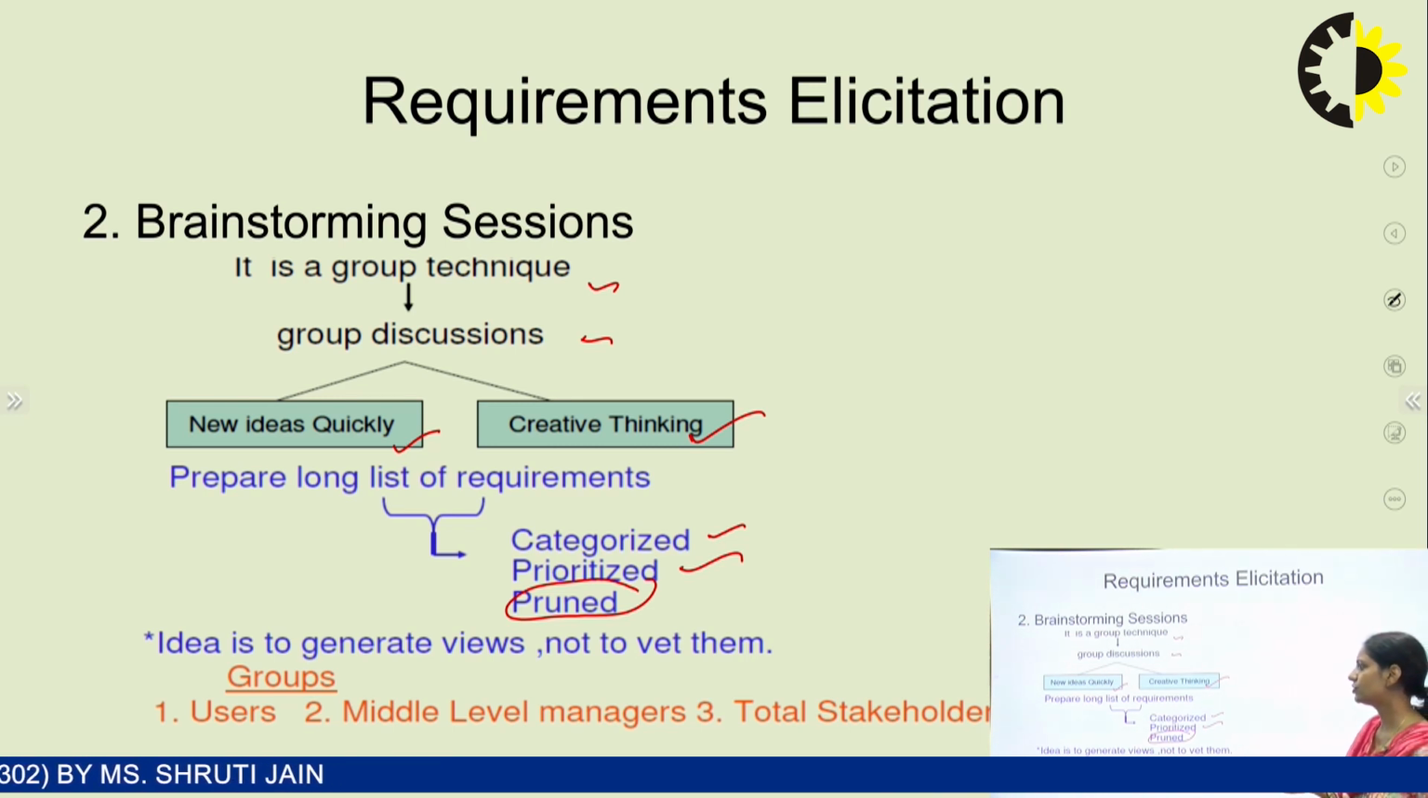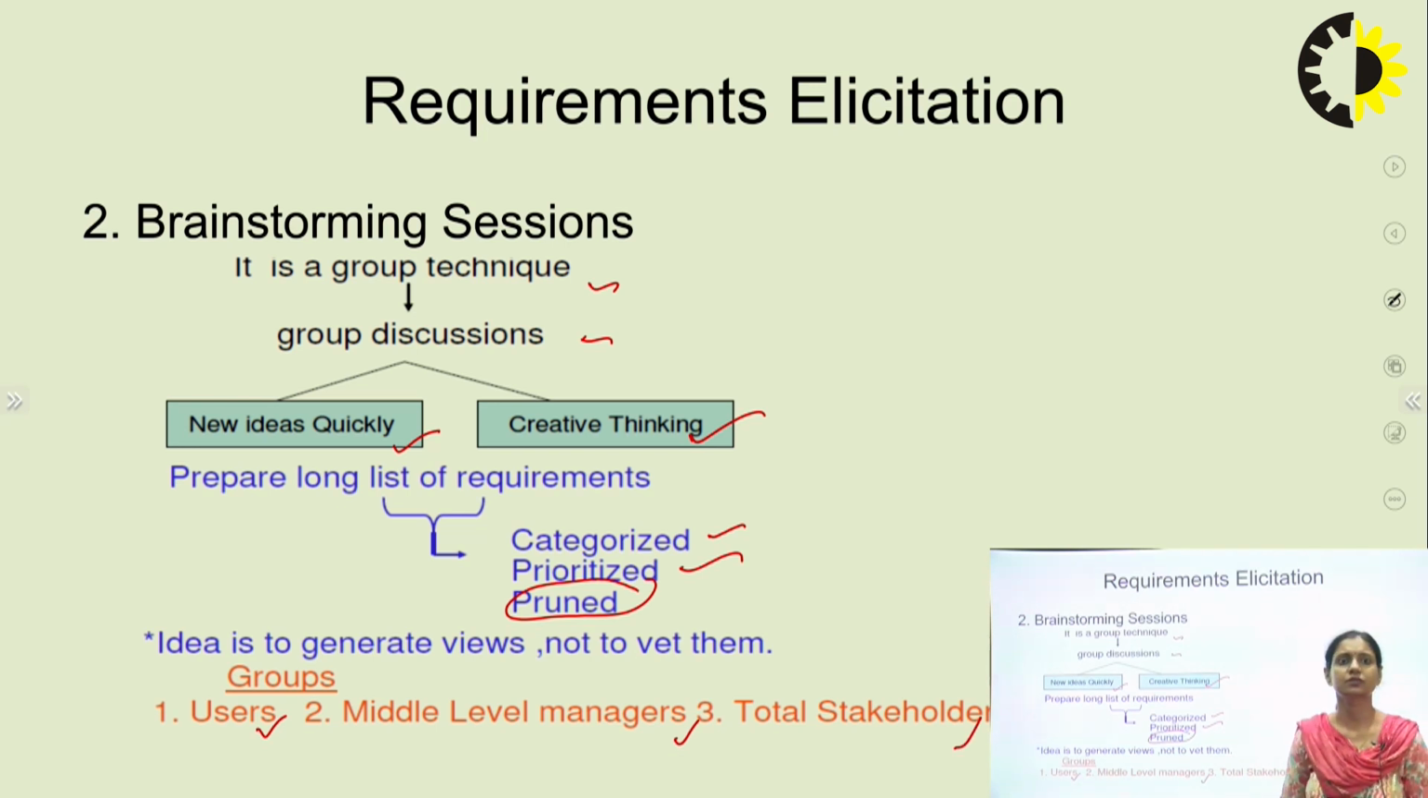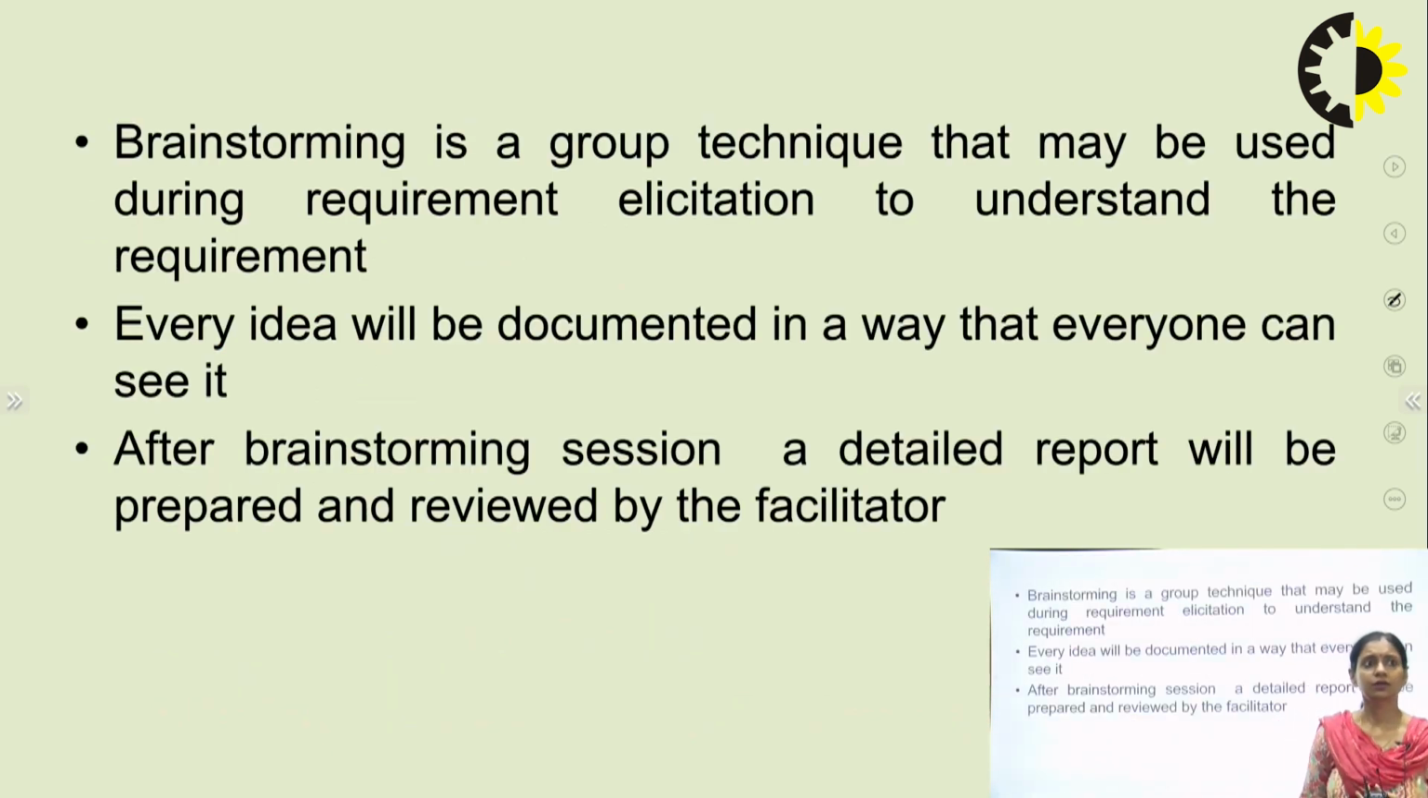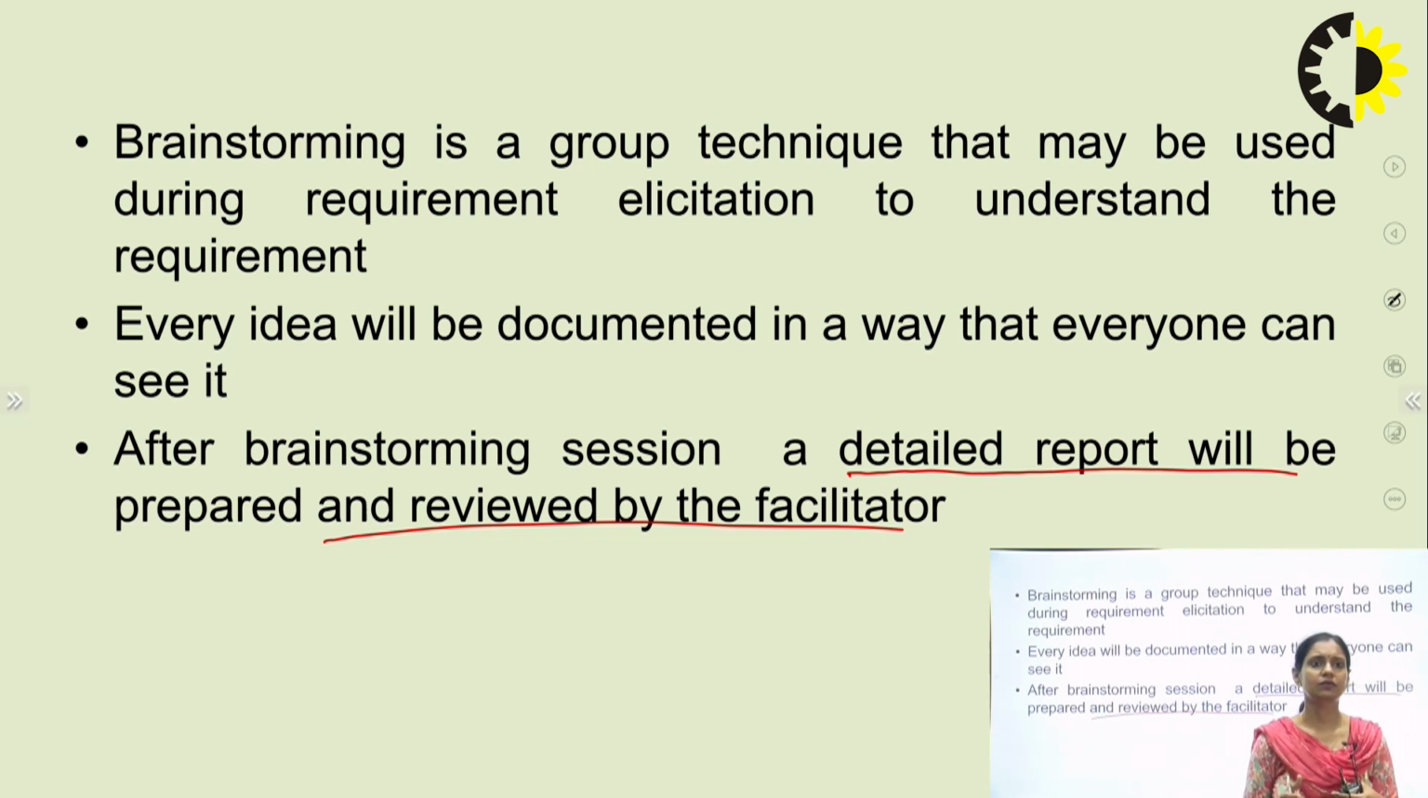So this brainstorming session happens in different types of groups. We can have groups of users, we can have the managers, and we can have all the stakeholders together. We have already discussed that brainstorming is a group technique that is used during requirement elicitation, and it helps in understanding the requirements of the users. After a brainstorming session, a detailed report will be prepared and reviewed by the facilitator. The facilitator is a person who will be finalizing everything that is discussed in the brainstorm sessions.